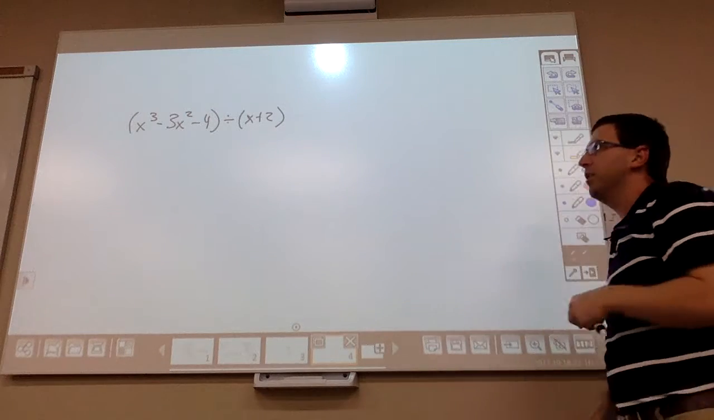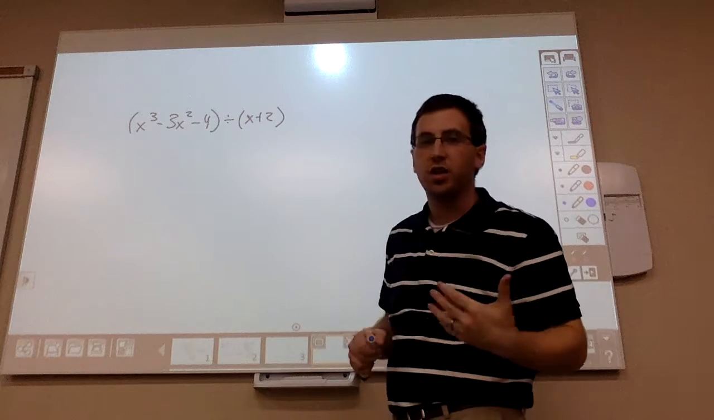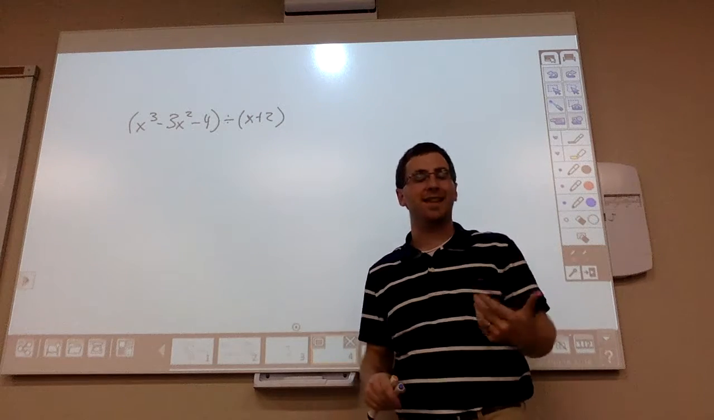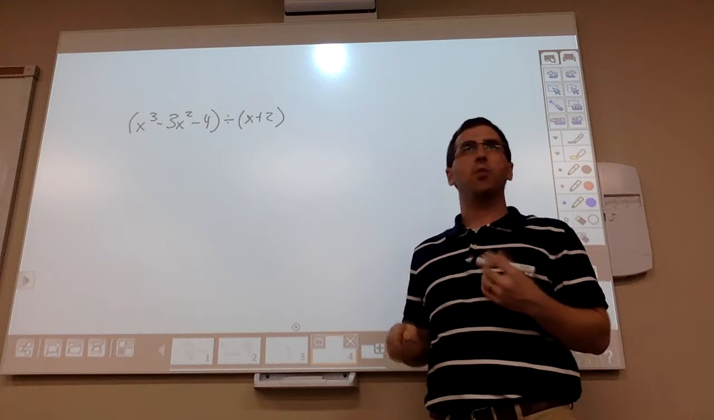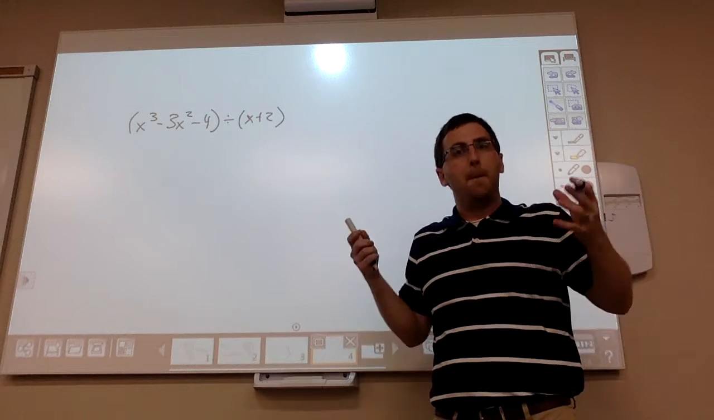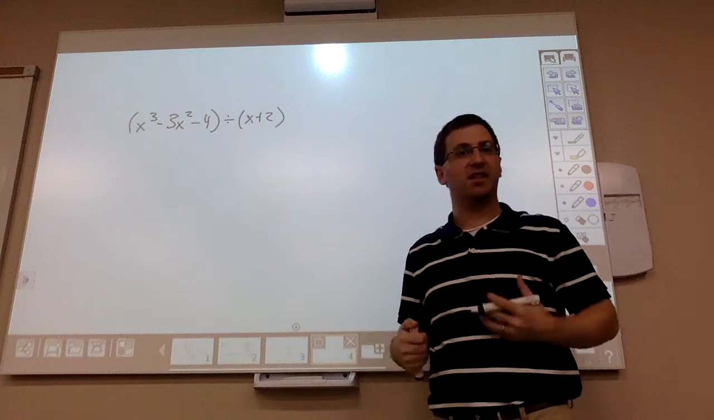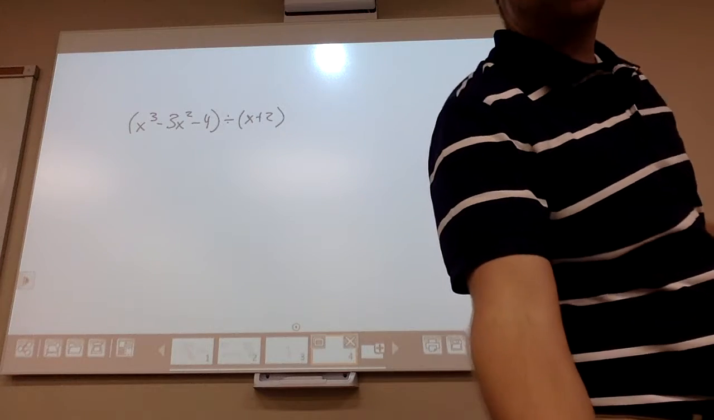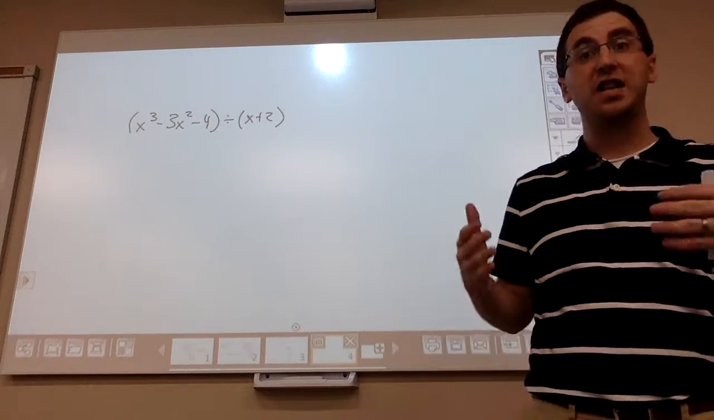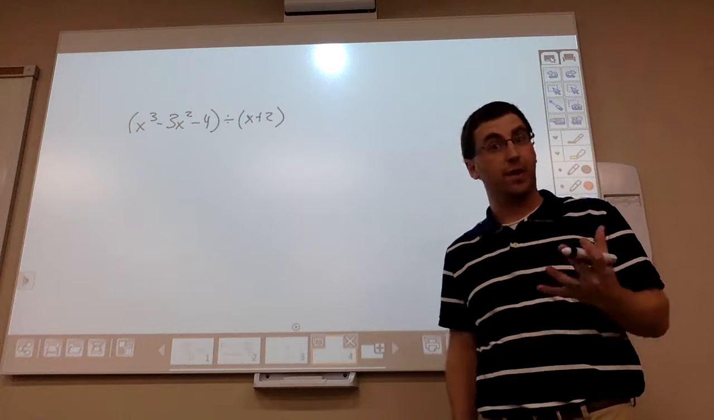Okie dokie. So here on this problem, it's asking us to find the quotient and the remainder by using synthetic division. Now, synthetic division and long division work completely different, but they still give you the same exact answer, the same quotient and the same remainder. It's one of the cool things about synthetic division. You're actually not dividing anything. You're not doing any traditional long division, which is great.